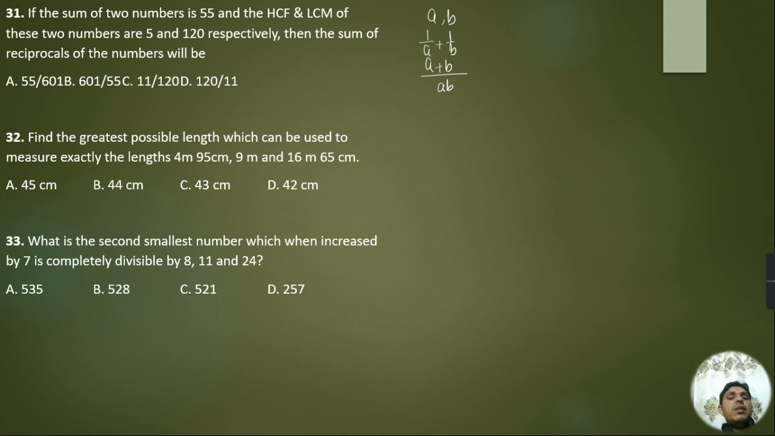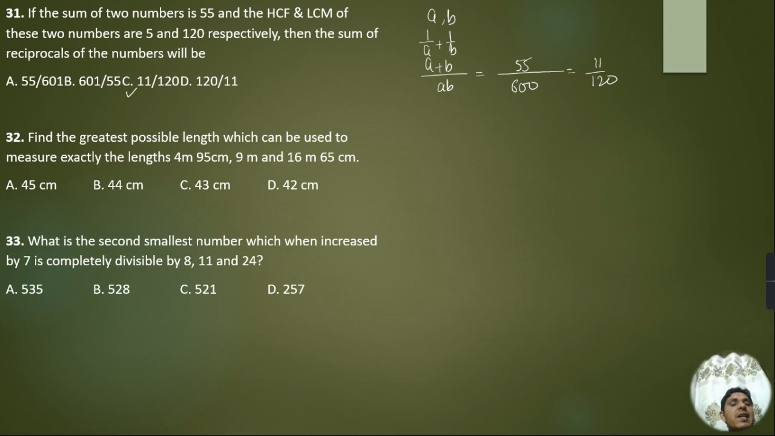In the question, the HCF and LCM of these two numbers are 5 and 120. So the product of these two numbers, because we already know that the product of the numbers is equal to LCM and HCF, so AB value will be 600, and the sum of two numbers is 55, so just put the value of 55. If we come to solve it, this will be 11 divided by 120. So students, answer of this question will be C, that is 11 divided by 120, right?